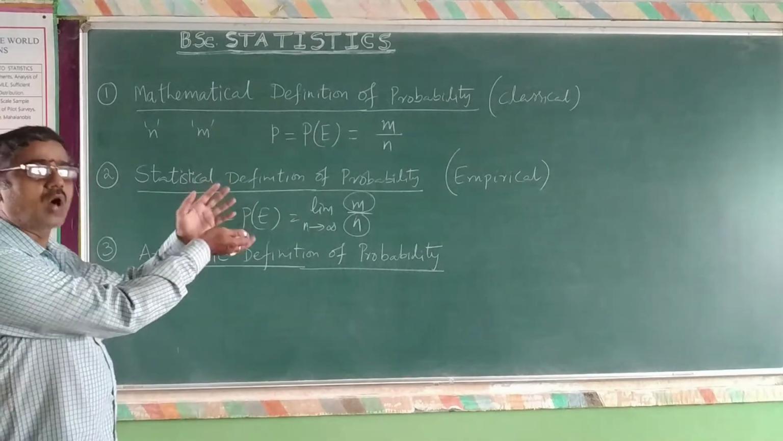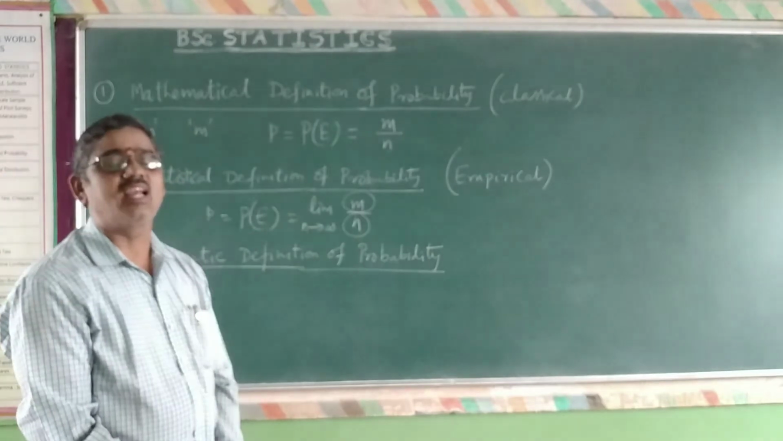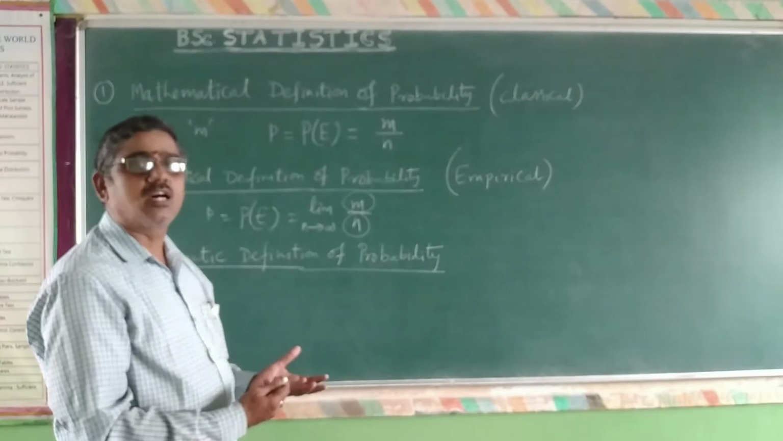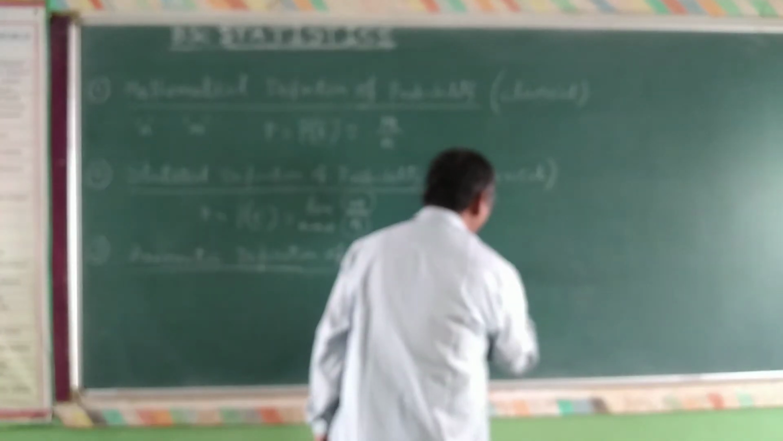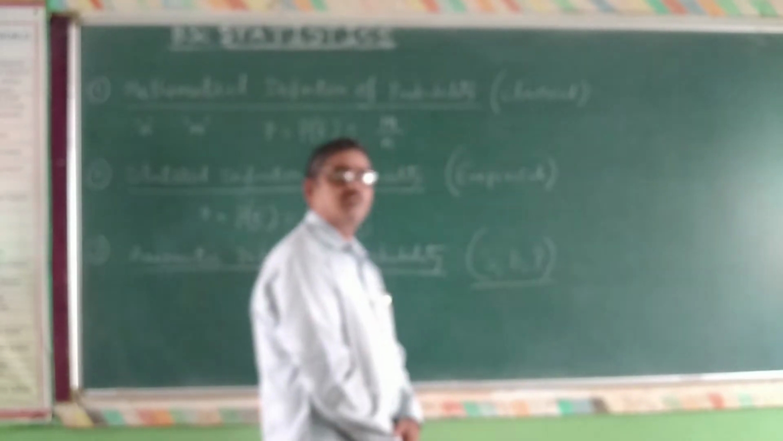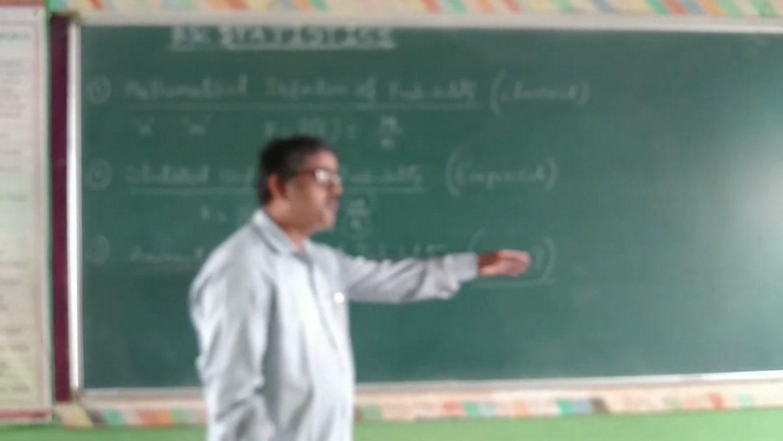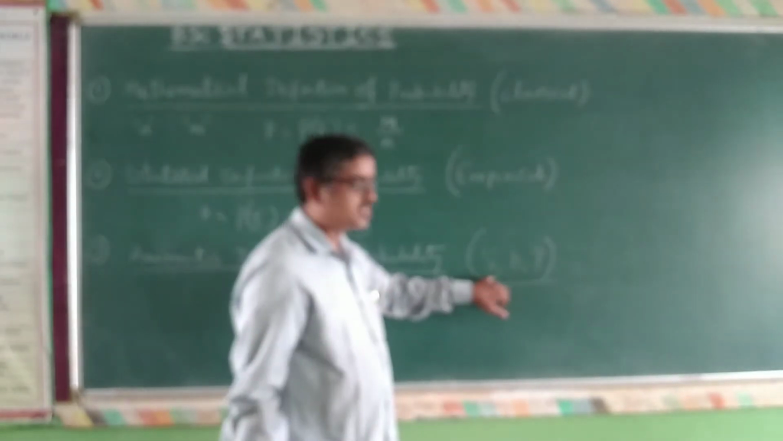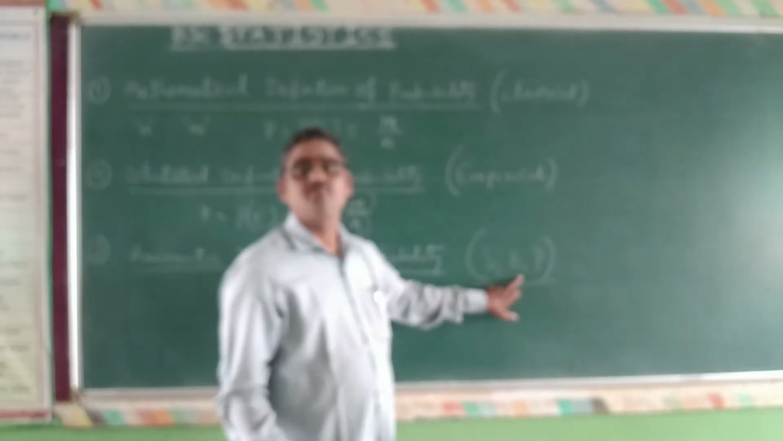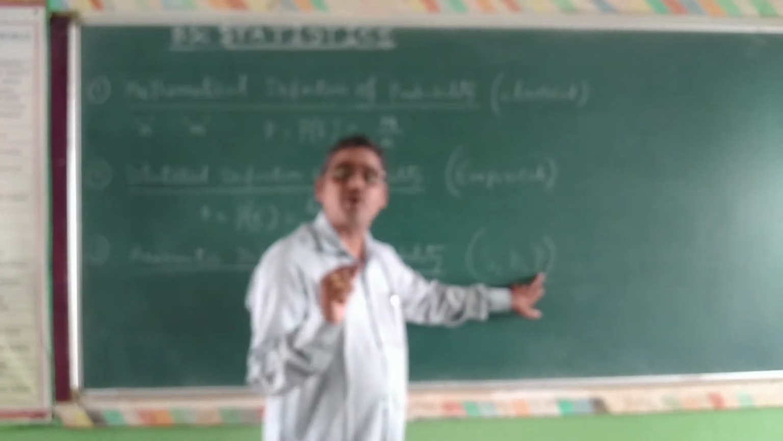By taking these two, another definition is defined, called the axiomatic definition of probability. It is based on three axioms, and it is considered with the help of a probability measure, which is a triplet (S, B, P). What is S? Sample space. B is the Borel sigma field, which consists of all the events, the set of all events. And P is the probability measure. Now the discussion is on this particular P.